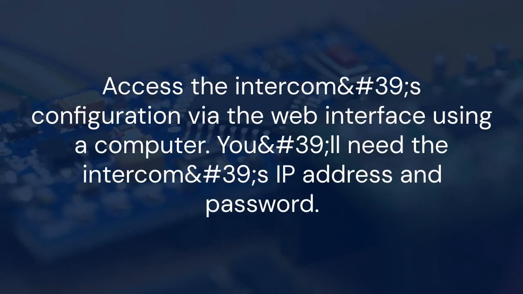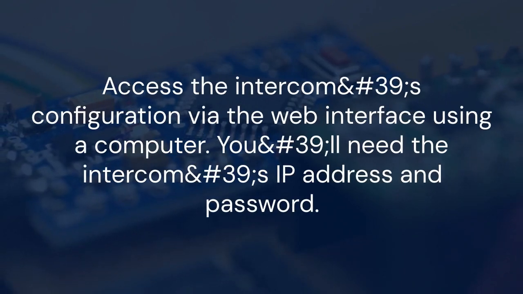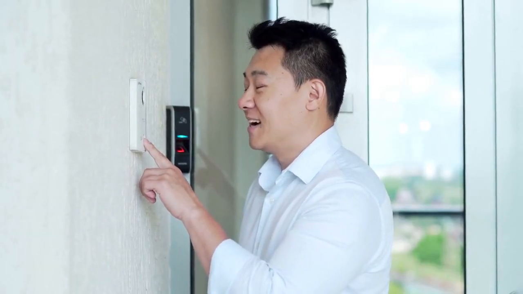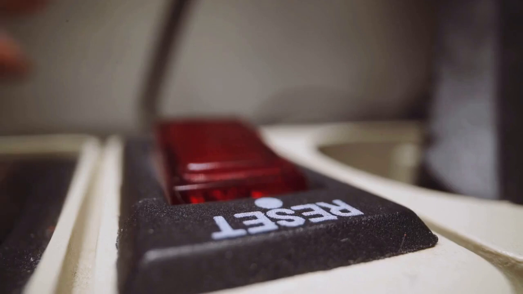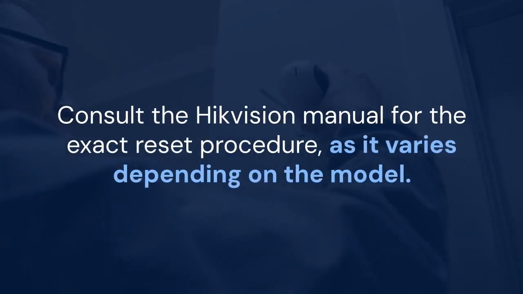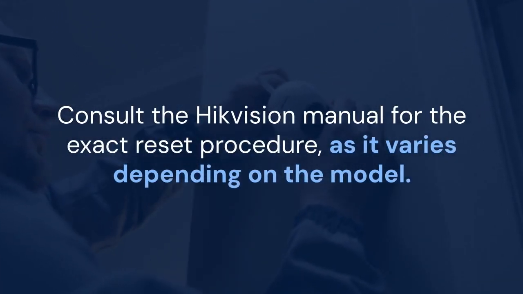Access the intercom's configuration via the web interface using a computer. You'll need the intercom's IP address and password. If you've forgotten the password, you might need to reset the device to factory settings. Look for the reset button on the intercom. Consult the Hikvision manual for the exact reset procedure, as it varies depending on the model.